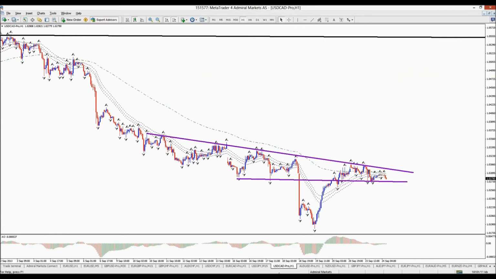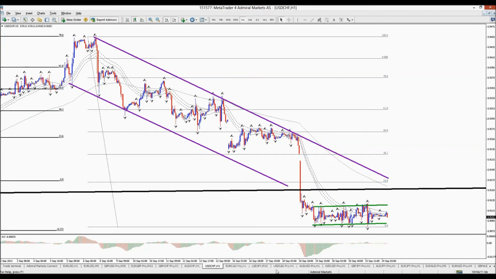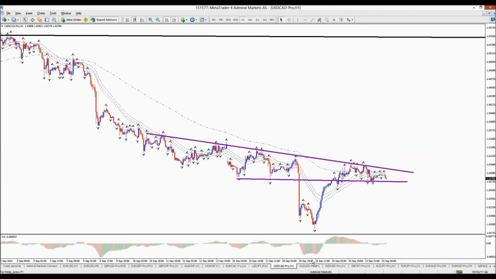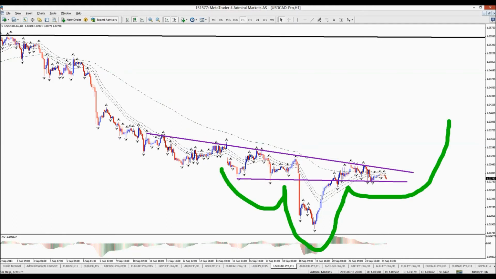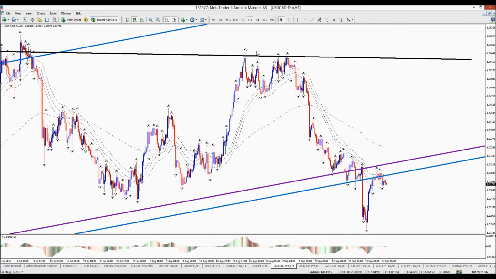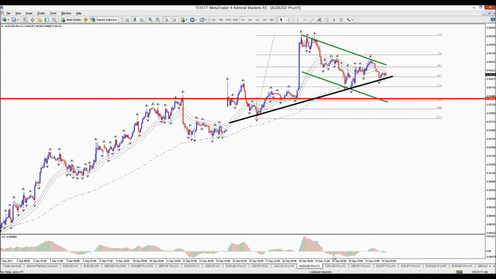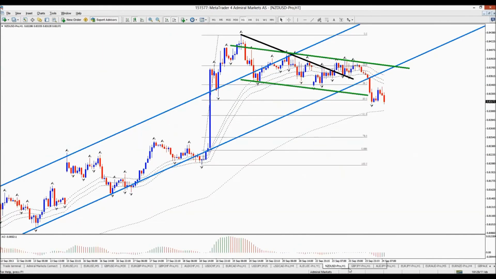Sorry, which one was that? EuroCAD, sorry, not DollarCAD. EuroCAD, this is the DollarCAD. And in fact, maybe there's an inverted head and shoulders here. Not totally sure what the DollarCAD is doing, in fact. It looks very funky because it has a break of the uptrend channel and straight back, so I'm in waiting mode on that one. Nothing much is happening at the moment.